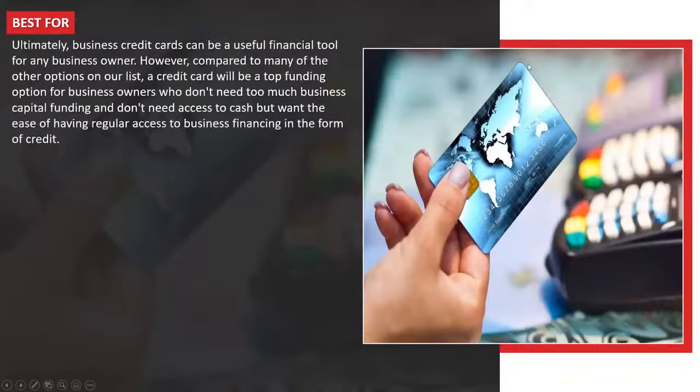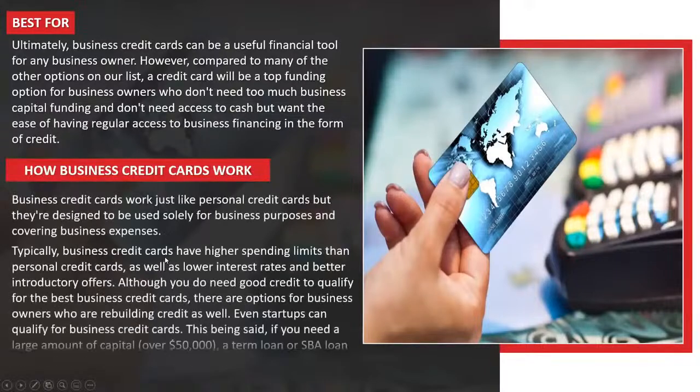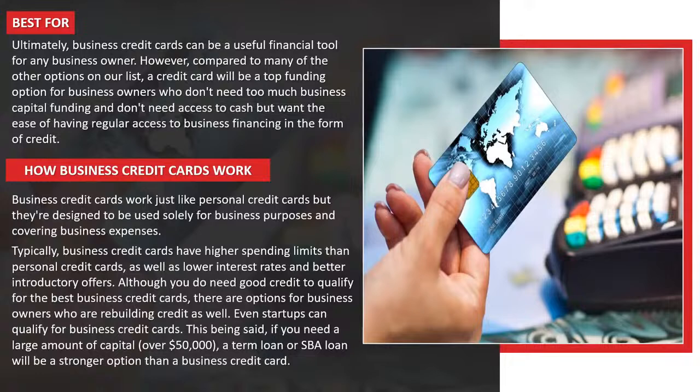Ultimately, business credit cards can be a useful financial tool for a business owner. However, compared to many of the other funding options on the list, credit cards may be the top funding option for businesses who don't need too much business capital and don't need access to a lot of cash.